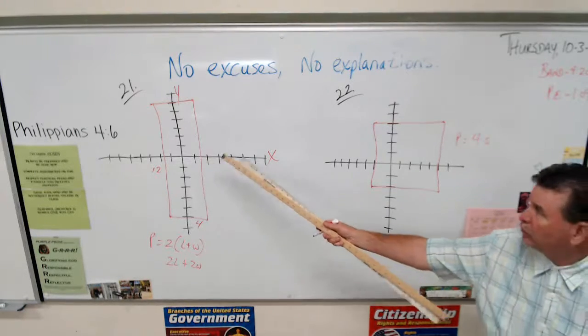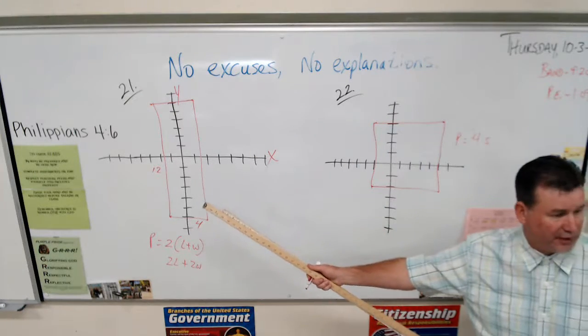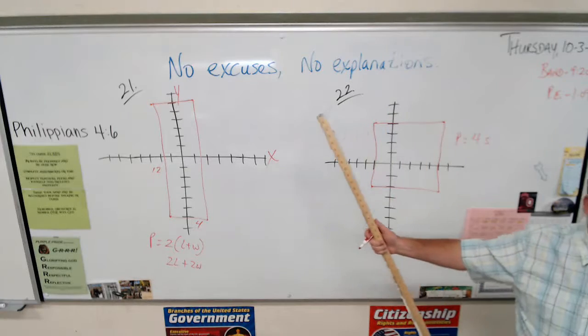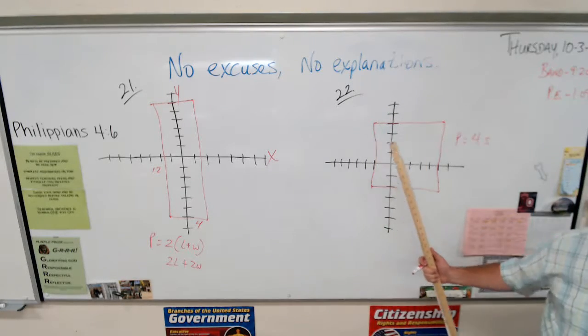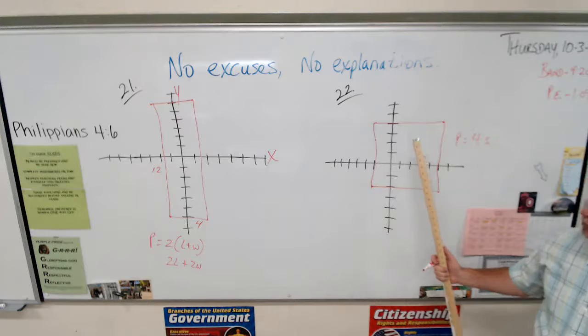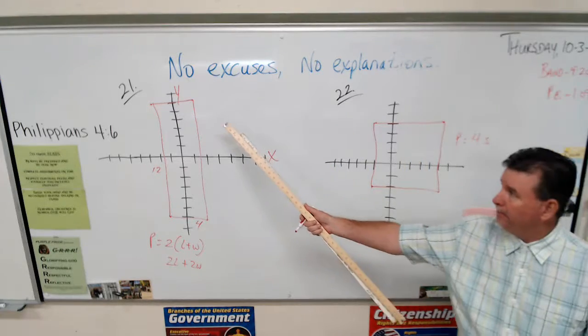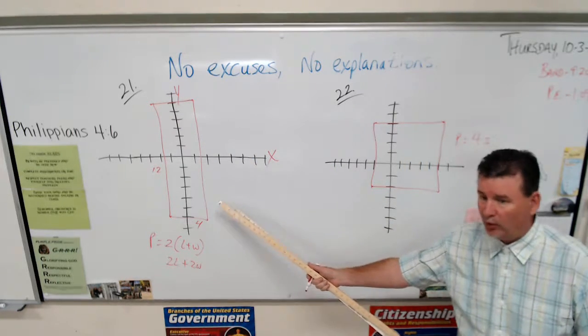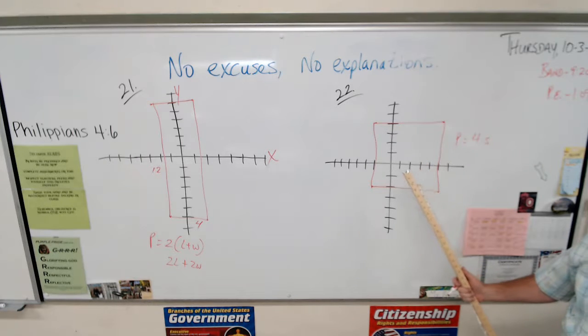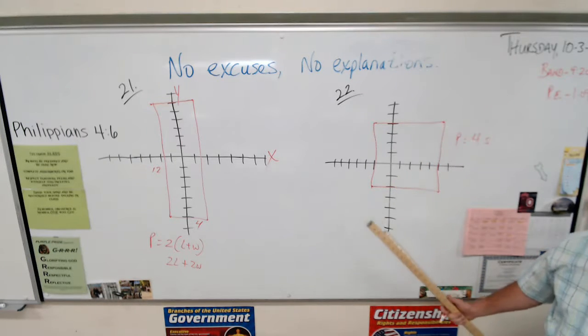There's 21 and 22 for the 8th graders that came in late. Elise, Brett, whoever else trickled in very late, Cam. 21 and 22 are on the board. 21, you should have a rectangle. 22, you should have a square. After you plot the points.